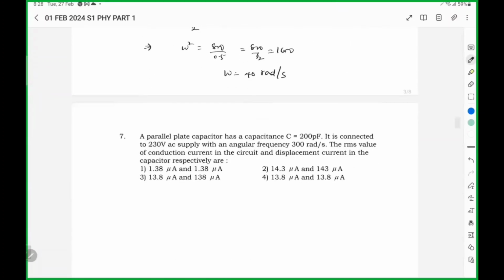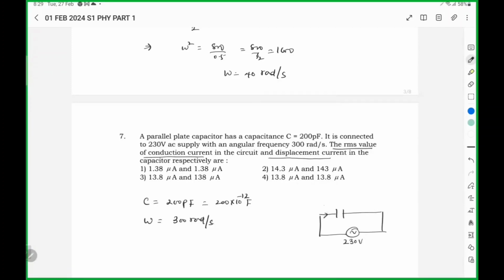So here a parallel plate capacitor has a capacitance 200 picofarads, which is 200 into 10 power minus 12 farads. The capacitor is connected to a 230 volt AC supply. Angular frequency is 300 radians per second. Find the RMS value of conduction current and displacement current between the plates.